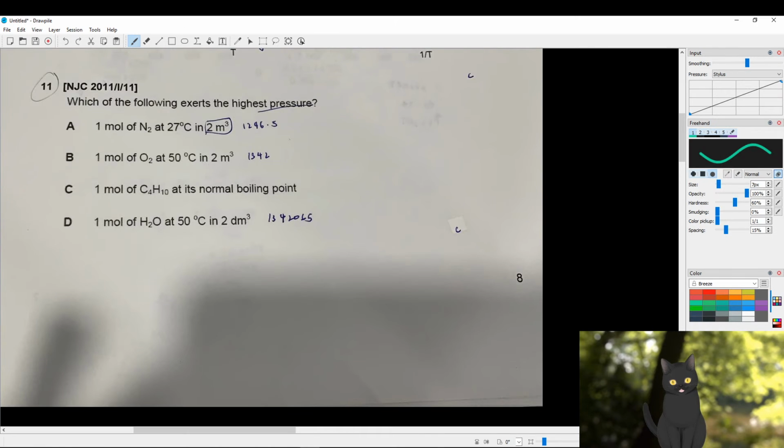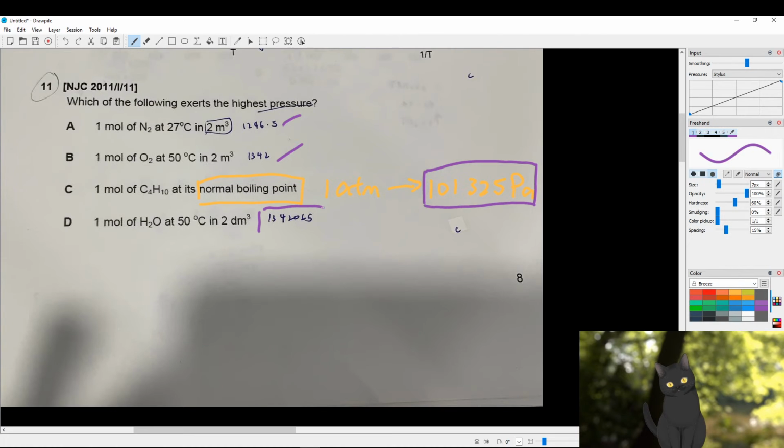So yes, this question that you see on screen. I checked already. When it's the normal boiling point, it actually translates to 1 atm. So the normal boiling point should always be at 1 atm, and if you calculate it, 1 atm is 101325 pascals. So it's about 100,000 pascals. Compared to 1 and 2, C is definitely higher. Then you calculate D, and the answer is higher, right?